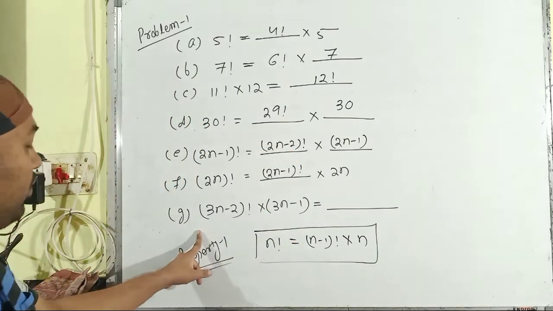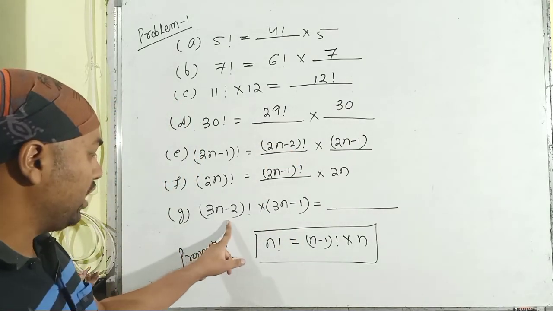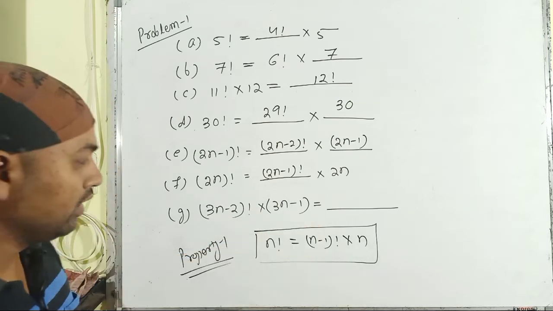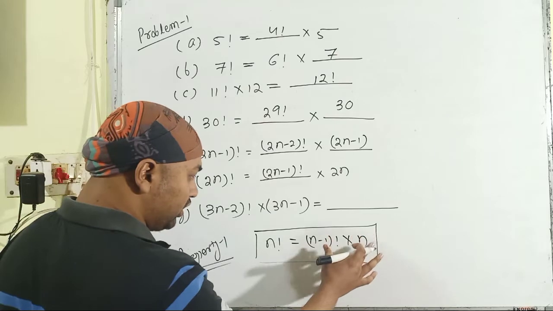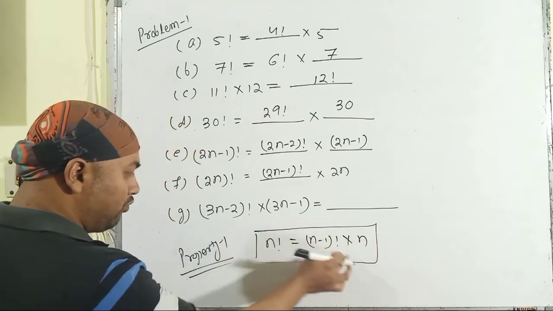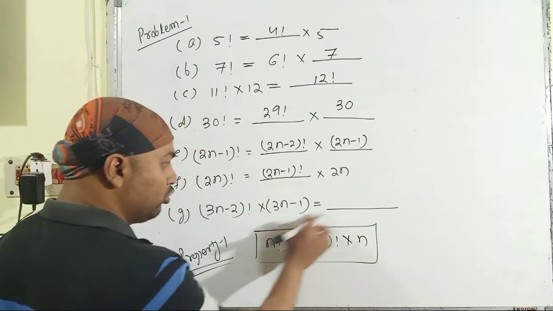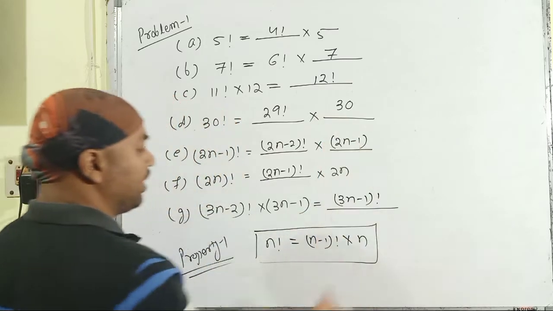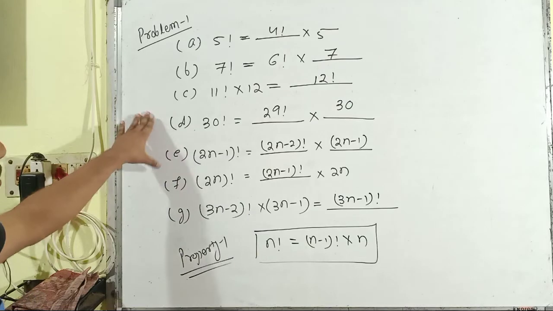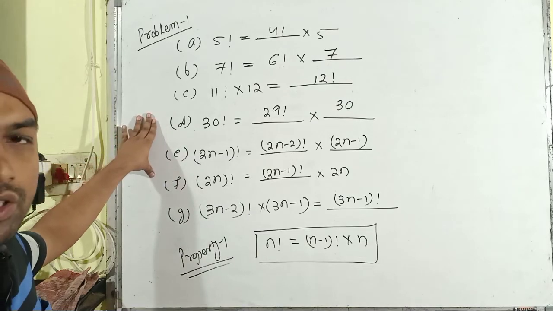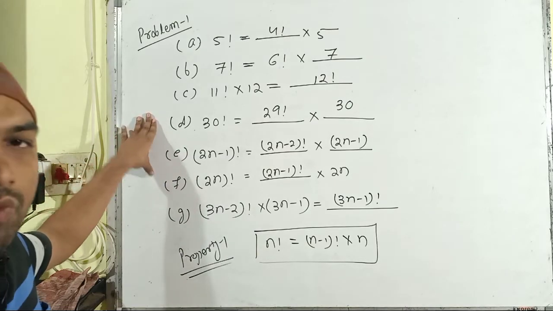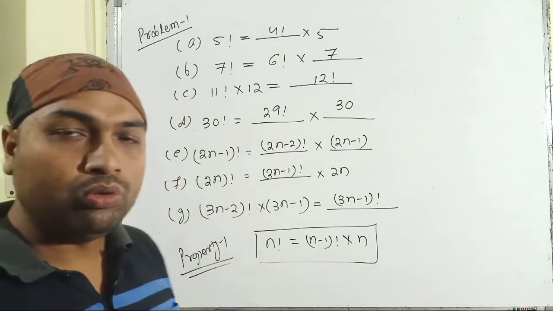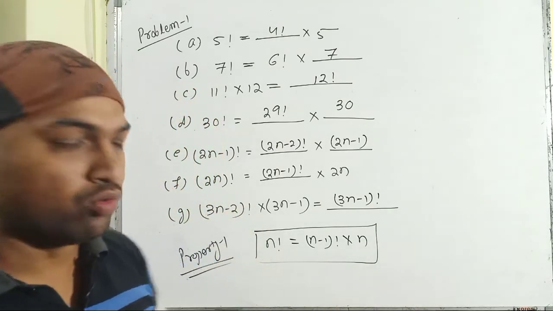Then the last bit of number 1: factorial of 3n minus 2 multiplied with 3n minus 1. Considering the right hand side part, we have to find the left hand side part, that means it will be factorial of 3n minus 1. So these are some of the basic simple problems based upon property number 1. Then moving towards problem number 2, which is based upon property number 2.